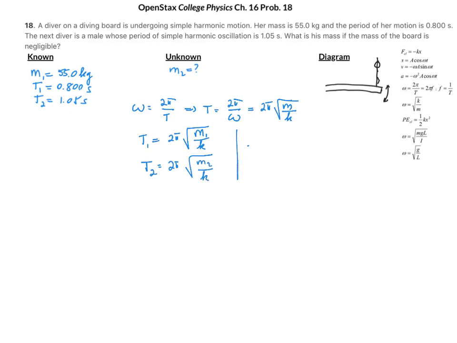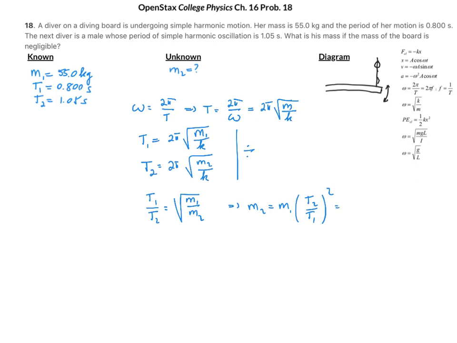Now, if I divide the two equations, I end up with T1 over T2. A whole bunch of stuff cancels, the 2 pi cancels and the square root of k, but I'm left with the square root of m1 over m2. And since I'm looking for m2, I have to square both sides and do some algebra and end up with m2 being m1 times the quantity T2 divided by T1, squared.